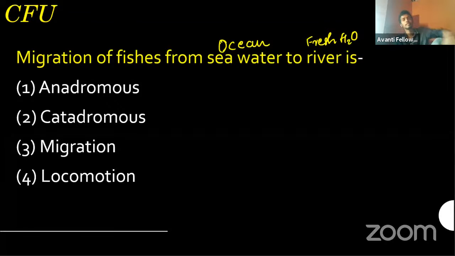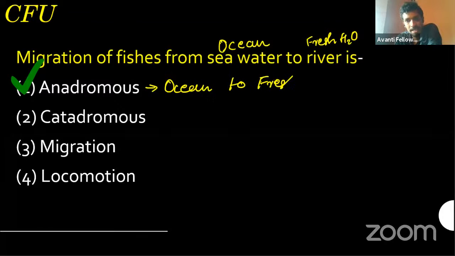Exactly. So the correct answer is anadromous. We can directly answer this because we already know there is nothing like removing or doing anything like that, right? One second. Yeah. So what is the meaning of anadromous migration? It means they are traveling from the ocean to the freshwater.